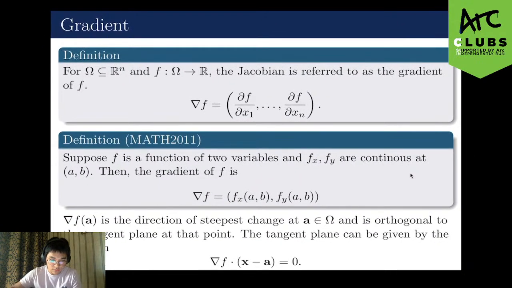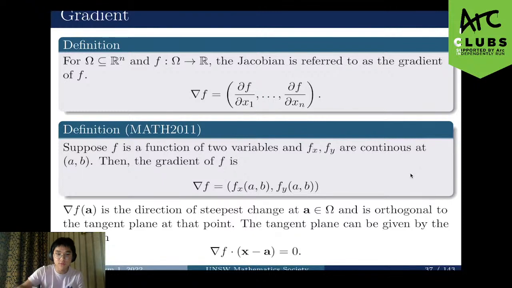Okay, so the definition is that for a real valued function, the Jacobian is referred to as the gradient of f. So nabla f is equal to, so if we just look at this with a different type of notation, this is f_x1. Usually in MATH2011, we only work around with 2 variables, sometimes 3. So usually we just cut it off where x1 is x and x2 is y. But you can generalize it to, obviously, n components.